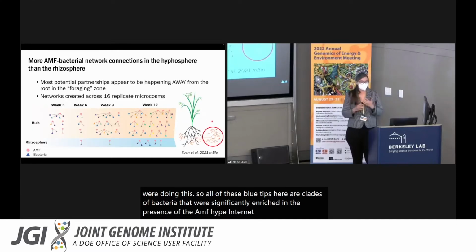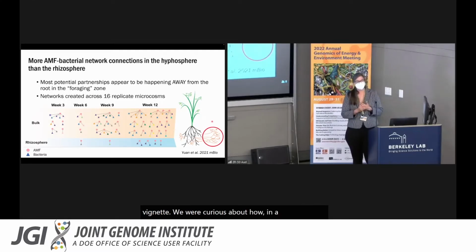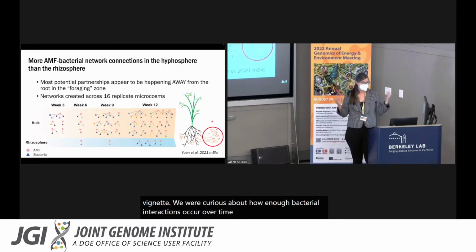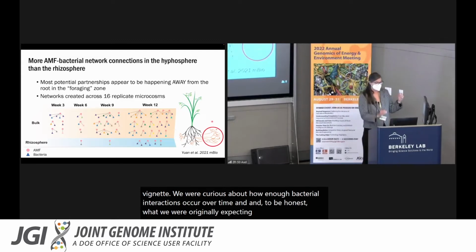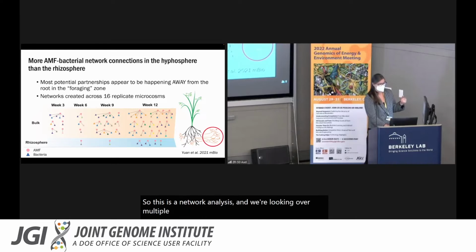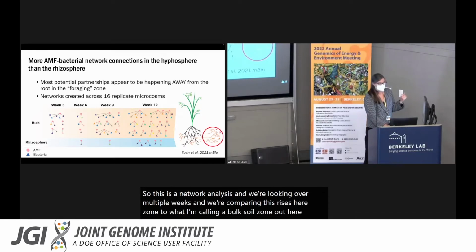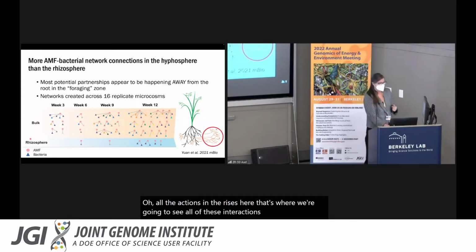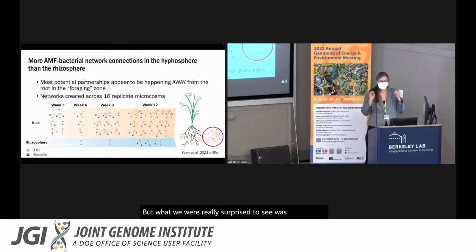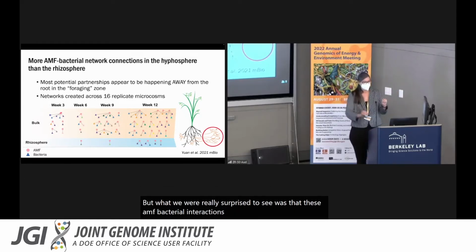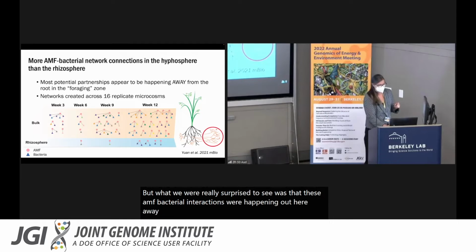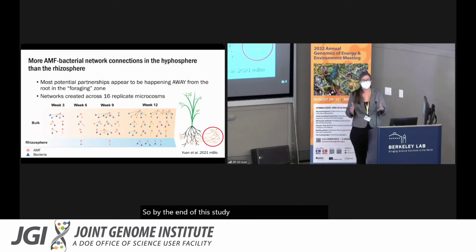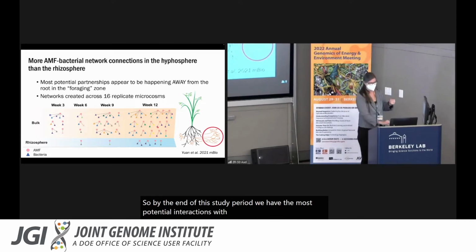In our next vignette, we were curious about how AMF bacterial interactions occur over time. And to be honest, what we were originally expecting to find here, so this is a network analysis, and we're looking over multiple weeks, and we're comparing this rhizosphere zone to what I'm calling a bulk soil zone out here. We were initially expecting to see all the action in the rhizosphere. That's where we're going to see all of these interactions. But what we were really surprised to see was that these AMF bacterial interactions were happening out here away in the bulk soil, and that these are increasing over time. So by the end of this study period, we have the most potential interactions with other microbes.